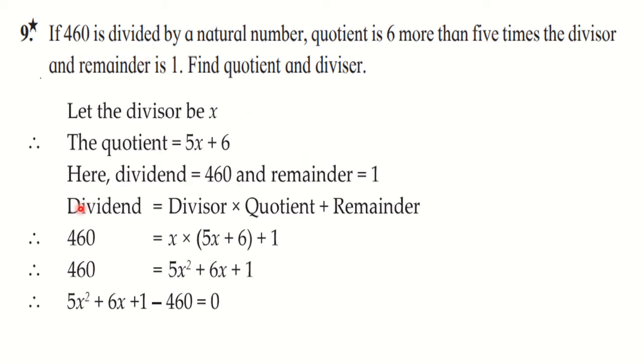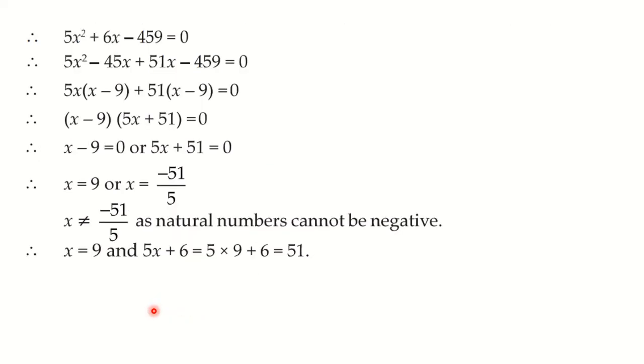As I have said, write down the relation. Dividend is equal to divisor into quotient plus remainder. So dividend here is 460. Divisor is x. Quotient is 5x plus 6 and remainder is 1. Open here the bracket. 5x square plus 6x and plus 1 as it is. Take this 460 this side and write everything on left hand side. So 5x square plus 6x plus 1 minus 460 is equal to 0. Here you will get minus 459. Okay. So see, 5x square plus 6x minus 459 is equal to 0.